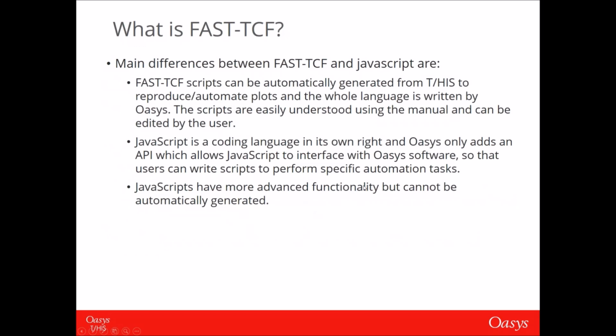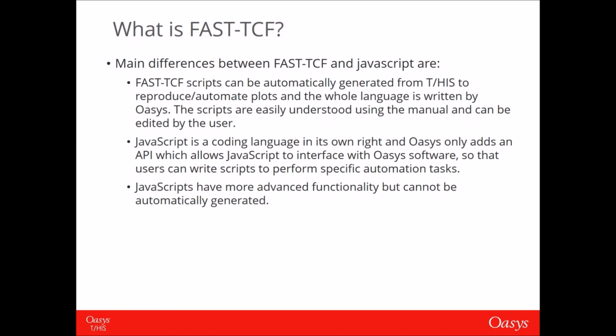Okay, one of the questions that we're often asked is, what is the main difference between FAST-TCF and JavaScript? So FAST-TCF scripts are automatically generated from THIS, and they're used to reproduce or automate your LS-DYNA results plots. The whole language is written by Oasys. The scripts themselves are easily understood. You can use the THIS manual in section 7, and you can also easily edit it yourself.